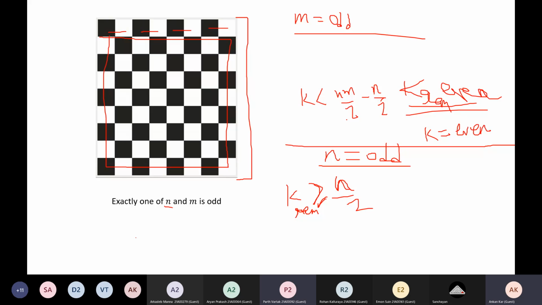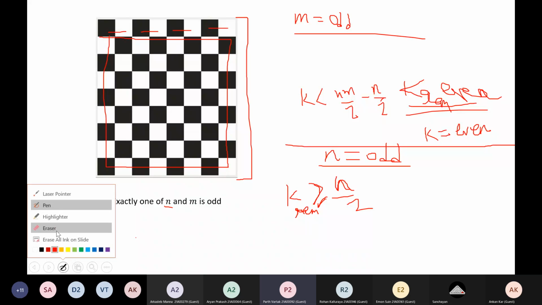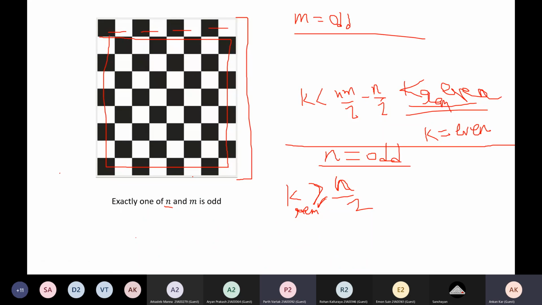Yes. So similarly for n is odd. Because the number of horizontals is in the remaining part. So for n is odd, we can't determine the k like that. We have to check whether n is a multiple of 4 or 2. Yes. Okay, that's all.